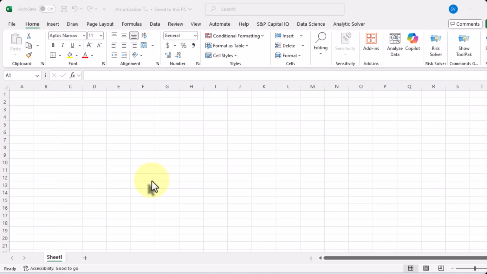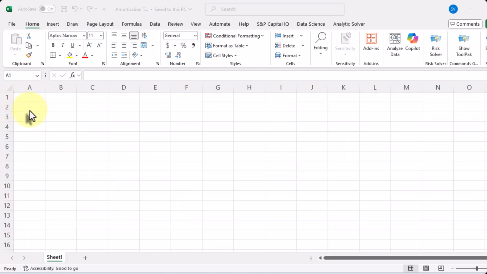Hello everyone. In this video, I'm going to demonstrate how to create an amortization table from scratch in Excel. And then I'm going to show you also how to use conditional formatting to make your amortization table look nice no matter how many payments that you're using for it. So we're just going to start here with a blank workbook in Excel.